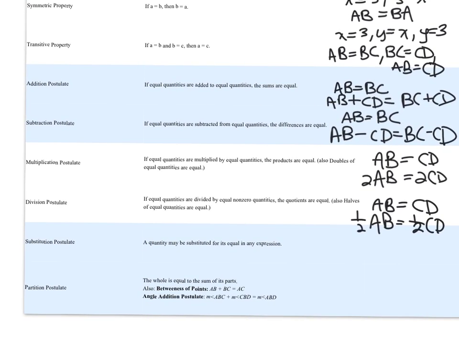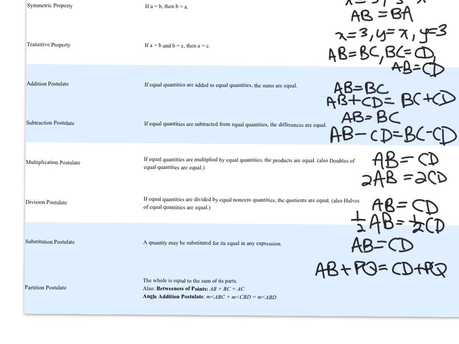The substitution postulate, a quantity may be substituted for its equal in any expression. We saw a lot of the time if you had something like x equals y, and then you had x plus 3, that's the same thing as y plus 3. So we would substitute it into an algebraic equation or expression. In the case of geometry, sometimes you'll have that AB equals CD, and maybe you'll have two lengths being added together, like AB and PQ. That's the same thing as saying CD plus PQ. So you can actually take that CD and plug it in where AB was.